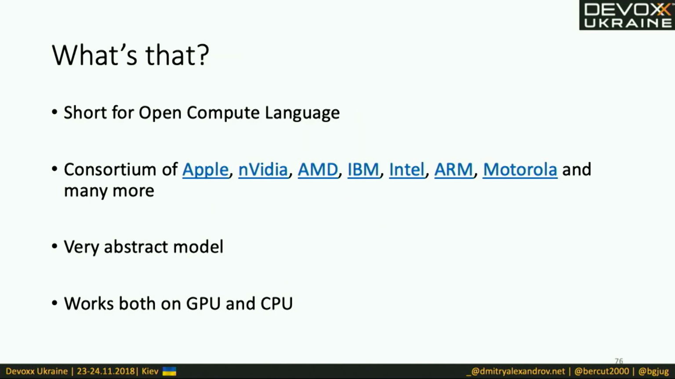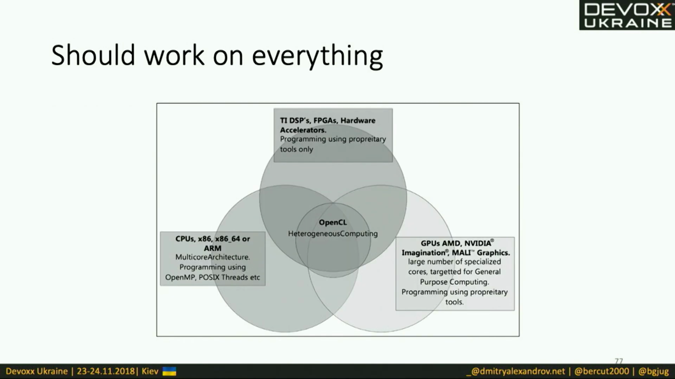As I told you, it stands for Open Computing Language, and it's a consortium of a lot of companies, mostly started by Apple, but even Nvidia is there. So it's a very abstract model. The main idea is that it should run on everything which is able to compute. Not only CPUs and GPUs, it should be possible to run OpenCL programs on FPGAs, on DSPs, on everything which is able to do processing.